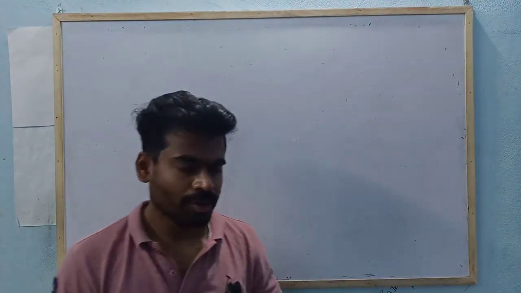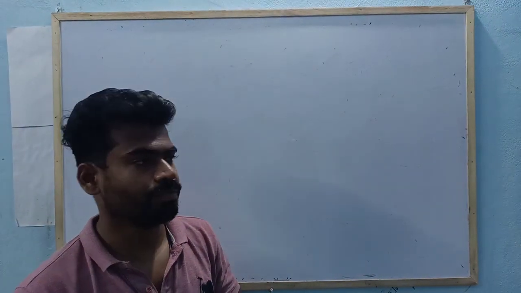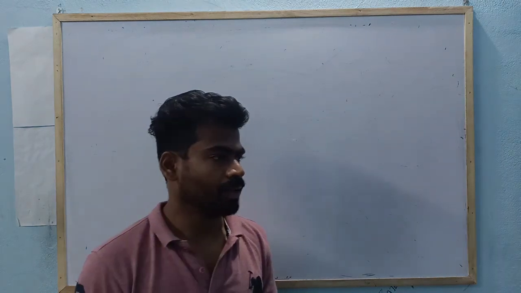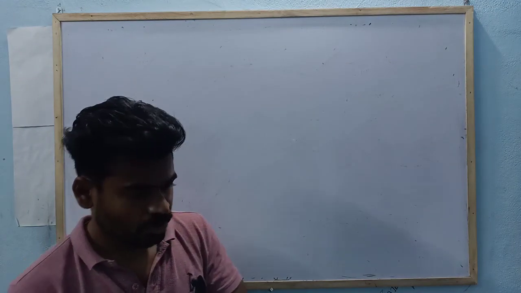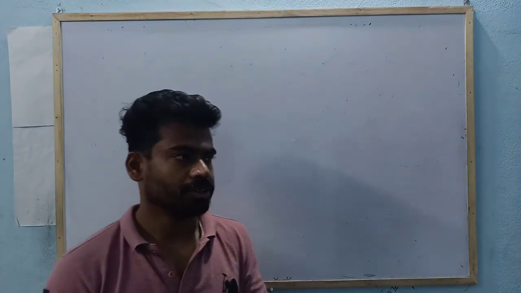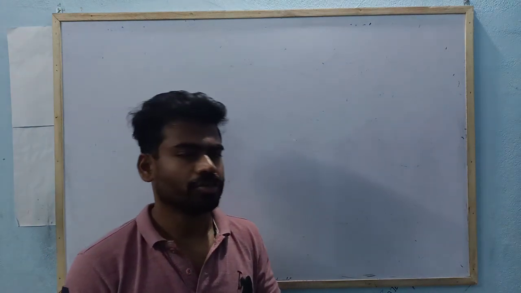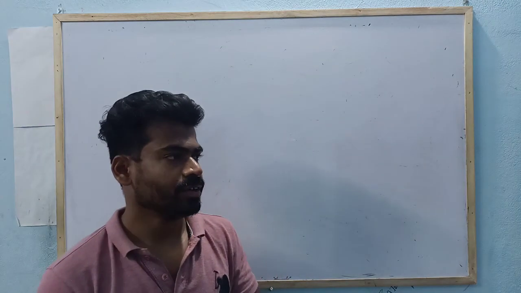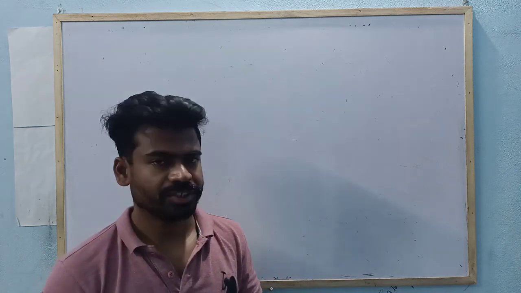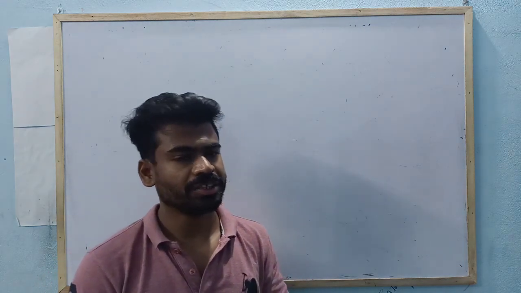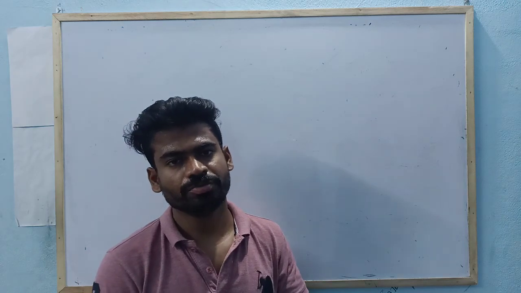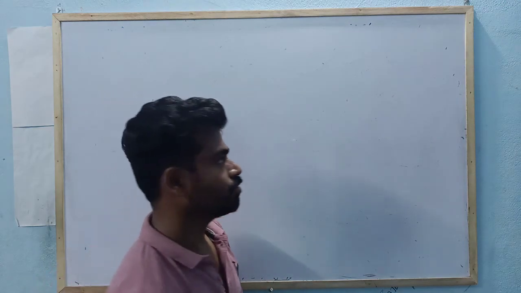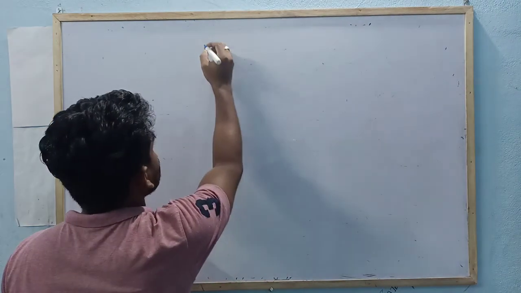So right now we have to proceed towards the end of your oxygen family. Today we will discuss two important topics, that is sulfur dioxide, followed by sulfuric acid. In sulfur dioxide we have to discuss its preparation, physical and chemical properties, and the different uses of sulfur dioxide. So today we will discuss sulfur dioxide.